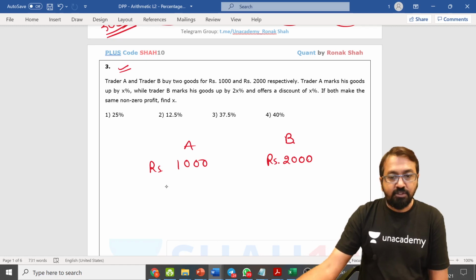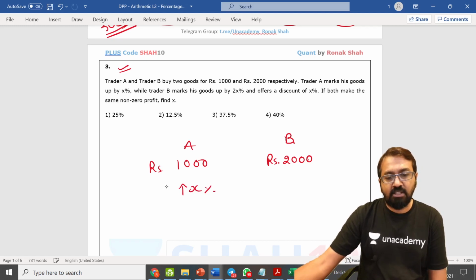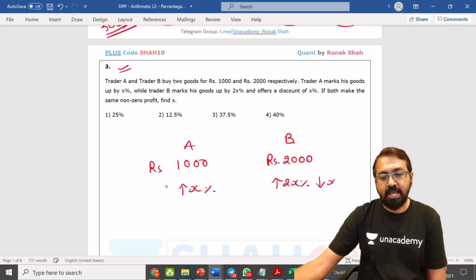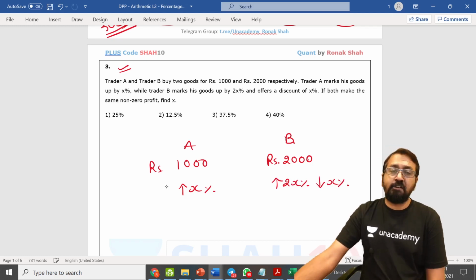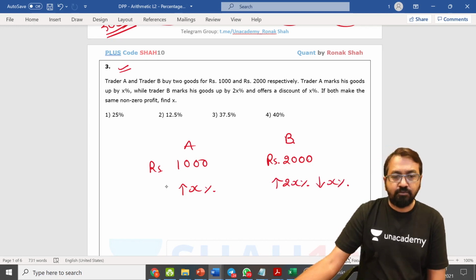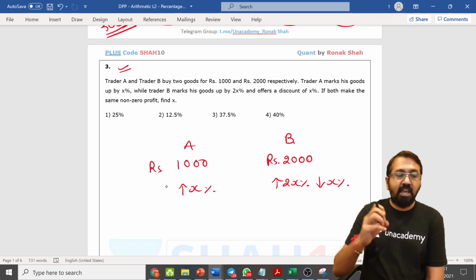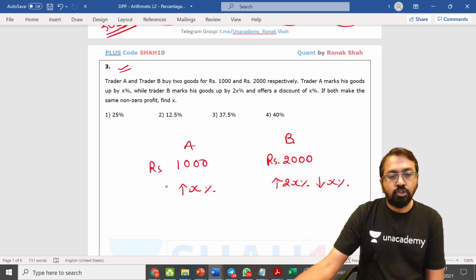Okay, and further it says that trader A marks his goods up by x%. So he increased it by x%, while trader B marked it up by 2x% and then reduced by x%. Ultimately, both of them made the same profit, a non-zero profit. That means they have earned something. Okay, so what is the value of x?